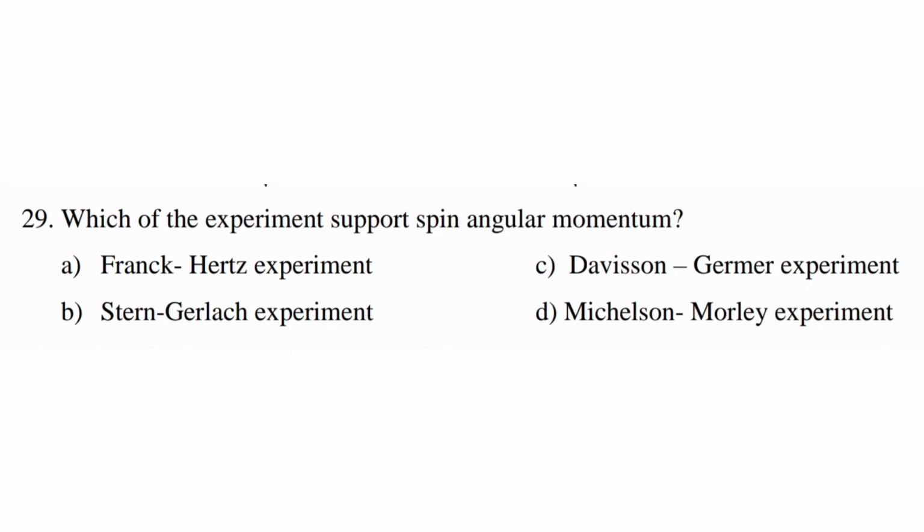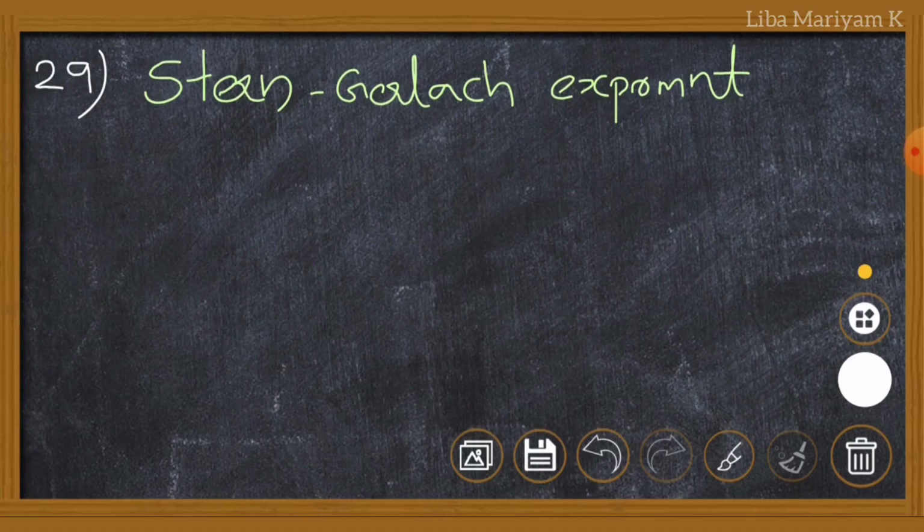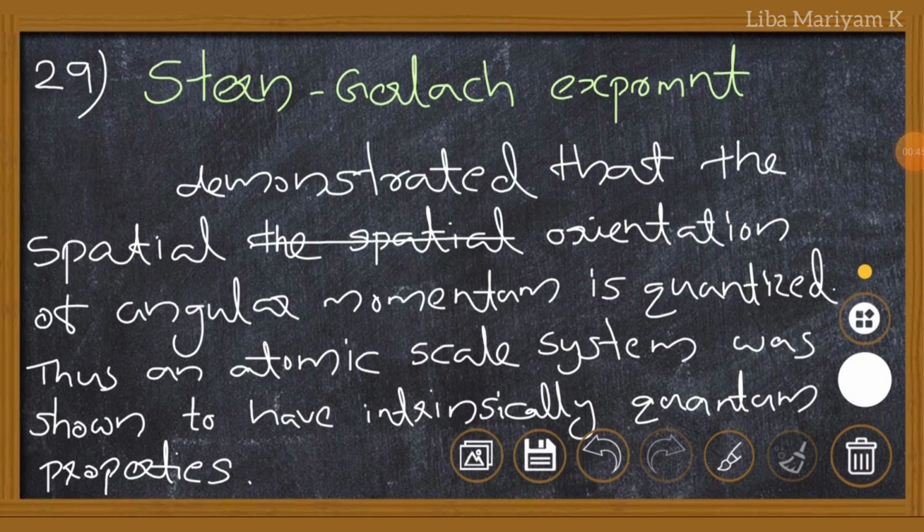29. Which of the experiments support spin angular momentum? Answer is Stern-Gerlach experiment. Option B is correct. ഓപ്ഷനിൽ തന്നിട്ടുള്ള എക്സ്പെരിമെൻറ്റ്സ് ഒക്കെ ജസ്റ്റ് ഒന്ന് നോക്കാം. Stern-Gerlach experiment demonstrated that the spatial orientation of angular momentum is quantized. Thus, an atomic scale system was shown to have intrinsically quantum properties.